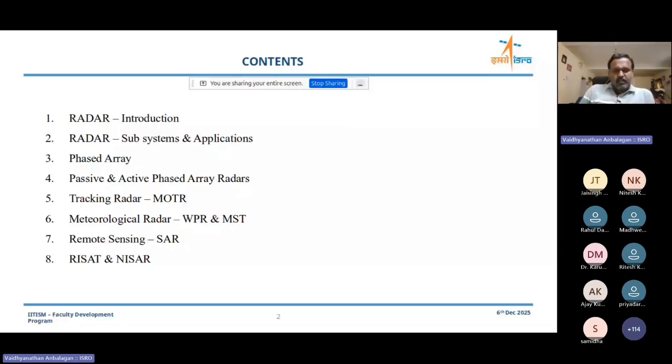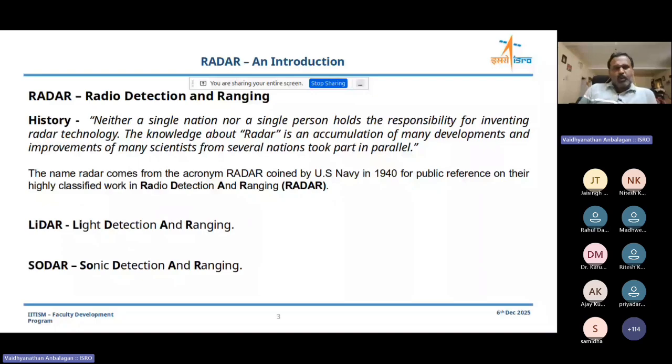And at last, I'll be touching upon some of the radar satellites, imaging satellites, what we have sent, RISAT and NISAR. So coming to this, hope you all know what is a radar. Radar is an acronym of radio detection and ranging, and this acronym was coined by the U.S. Navy as it is used for detecting objects. Especially during the World War time, it could detect the aircraft which were coming from a very long range.